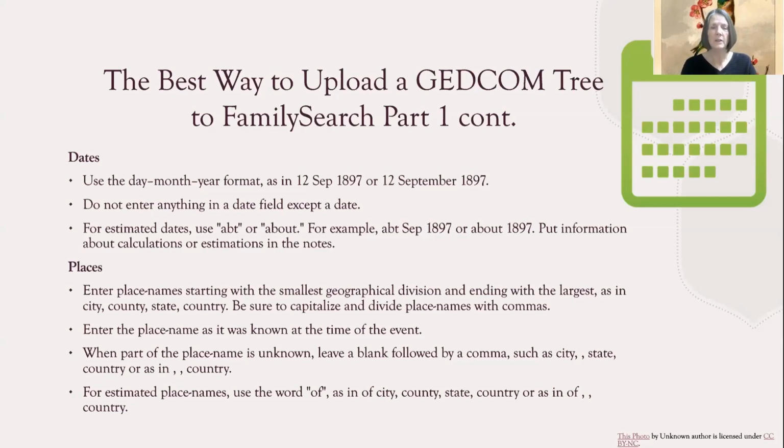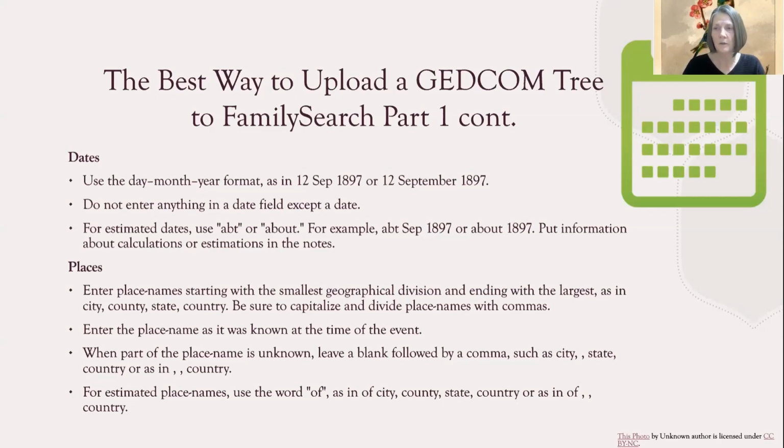And your place names start with the smallest and go to the largest. Put a comma in between each entity, and please capitalize. Enter the place name as it was known at the time of the event, if it's at all possible. If you can find that, that's a really good way to do things, because, for example, Utah State used to be Utah Territory, and many of my ancestors were born in Utah Territory. I don't mess with that. If people do it in FamilySearch, put it in with the state name instead of a territory name. I don't fiddle with that, but for your own accuracy, it's best to do it that way.